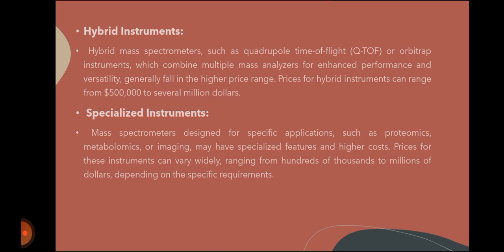Then specialized instruments. Mass spectrometers designed for specific applications such as proteomics, metabolomics, or imaging, which have specialized features and higher cost. Prices for these instruments can vary widely, ranging from hundreds of thousands to millions of dollars depending on the specific requirements.